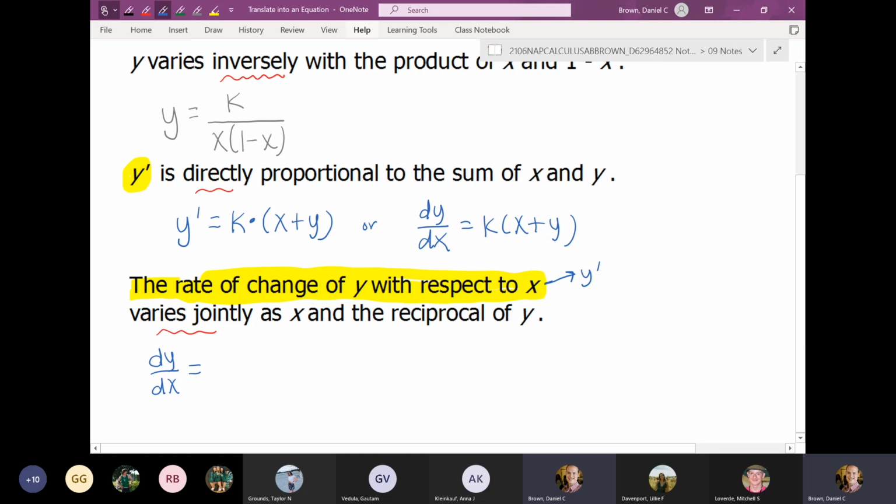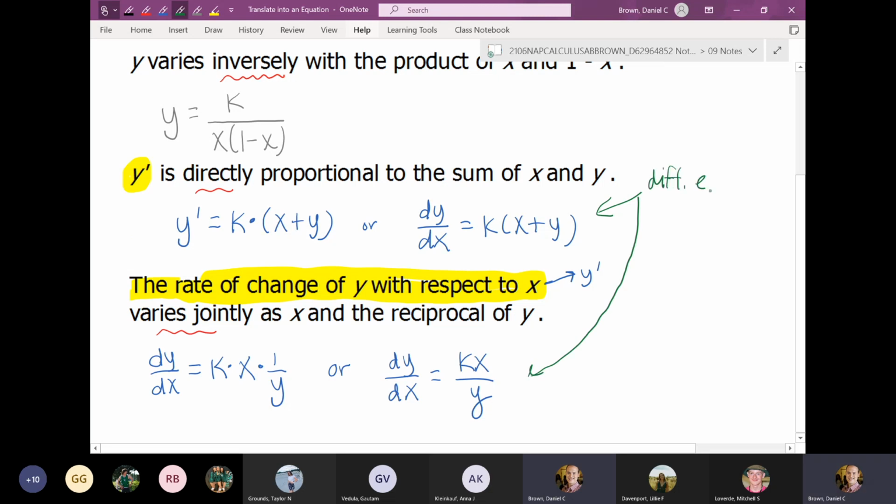How is it related to the other one? It varies jointly. So that's going to be multiplying. Jointly as x and the reciprocal of y. Well, what's the reciprocal of a number? 1 over it. So we would have the reciprocal of y. I'd probably clean this one up before I did anything with it, as dy dx is equal to kx over y.